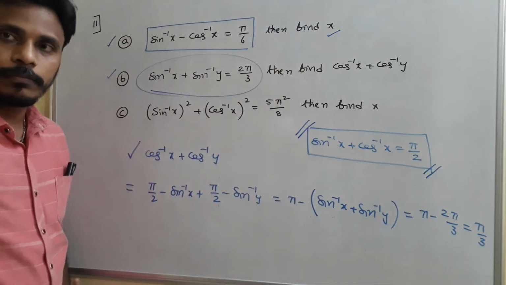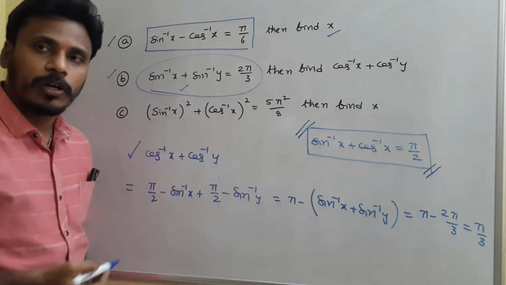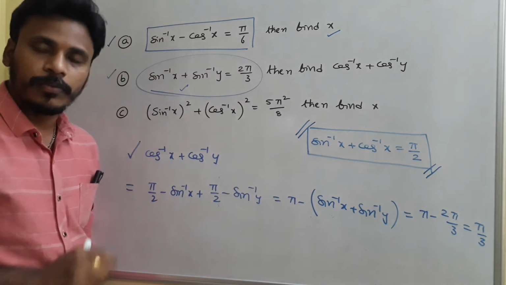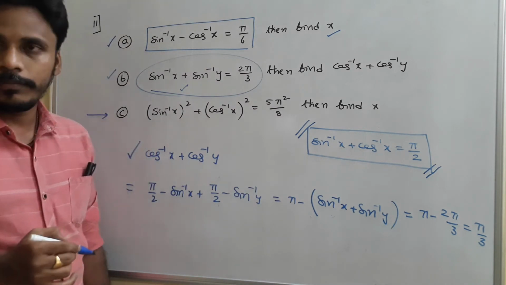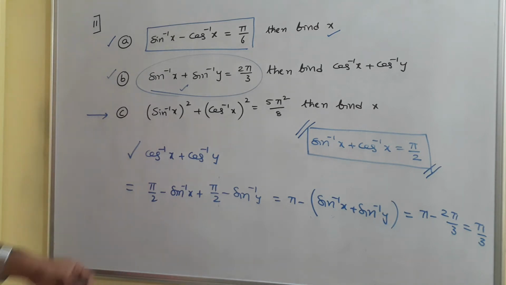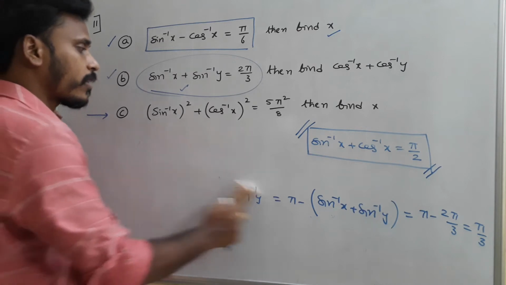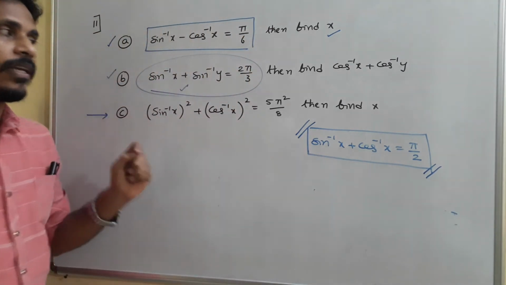There is the problem. So this is given and asks us to find cos inverse x plus cos inverse y. Meanwhile, we need to utilize this particular logic. There ends the second problem. Now, what do you say about the third one? Coming to the third one, sin inverse x whole square plus cos inverse x whole square is equal to 5 pi square by 8.